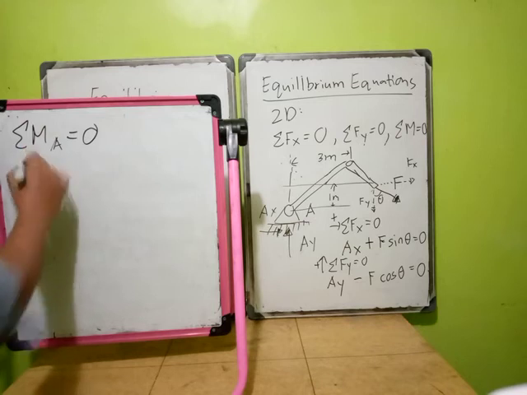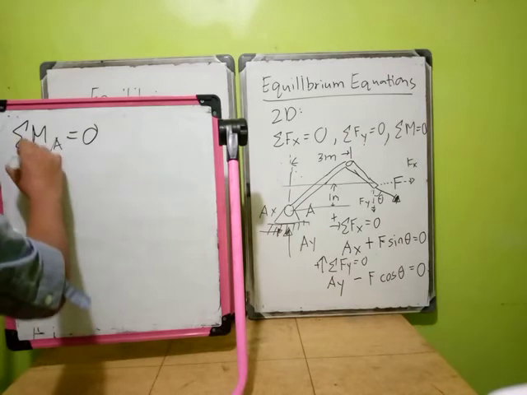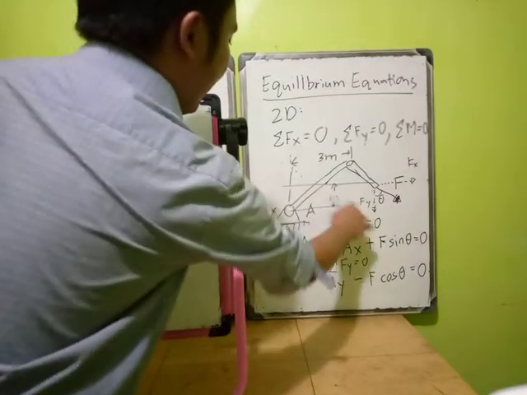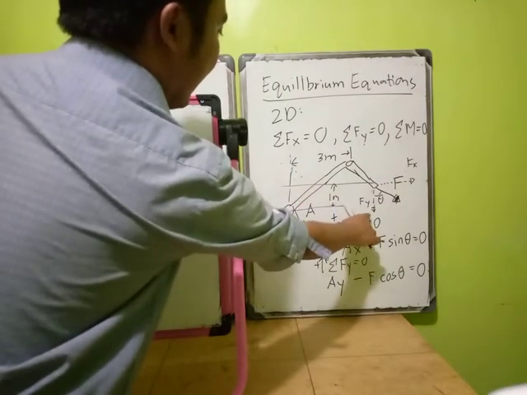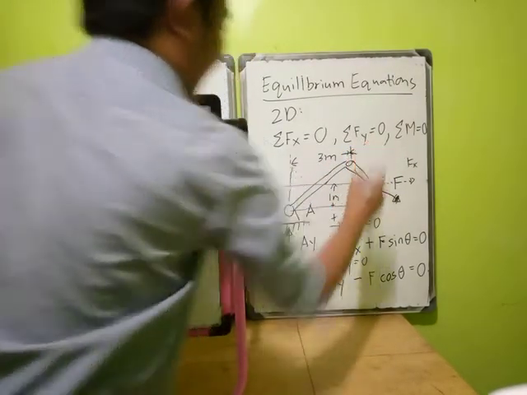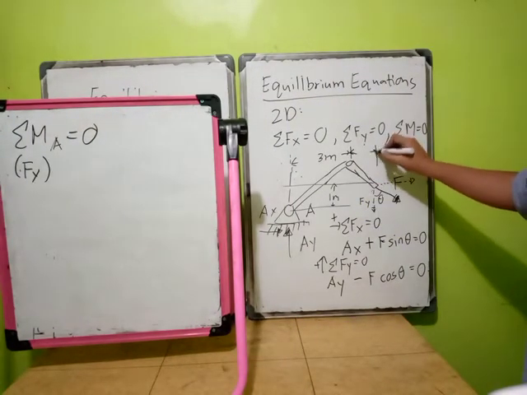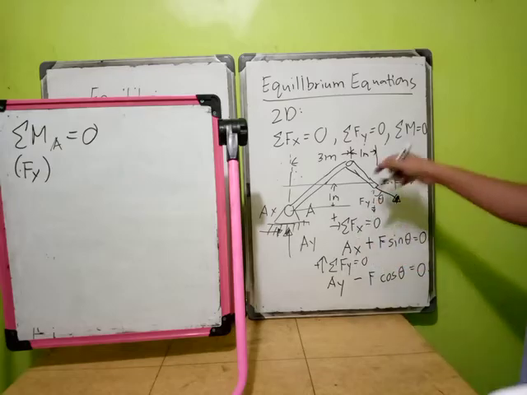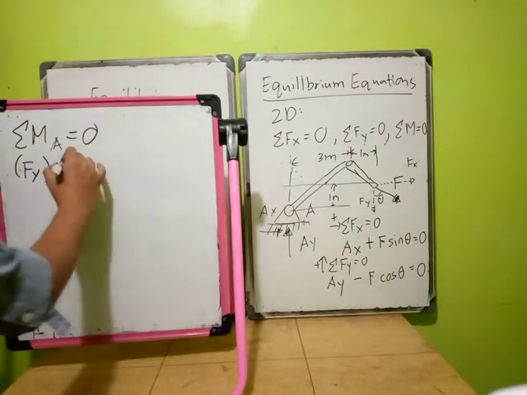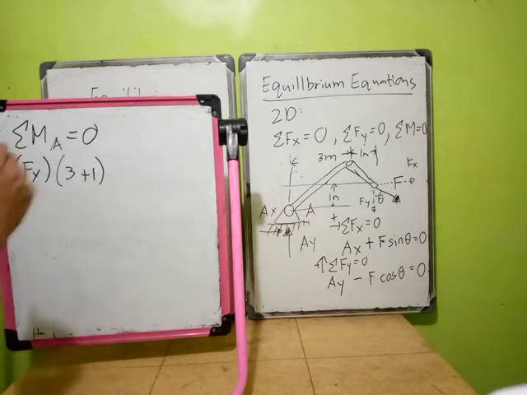So yung Fy natin is mamumultiply siya by ano to? Okay, so sabihin natin ang kulang. Okay, sabihin natin hanggang yung 3 meters hanggang dito lang. So sabihin natin 1 meter to. So magiging Fy times 3 plus 1. Okay? Okay, so nakalimutan ko class.